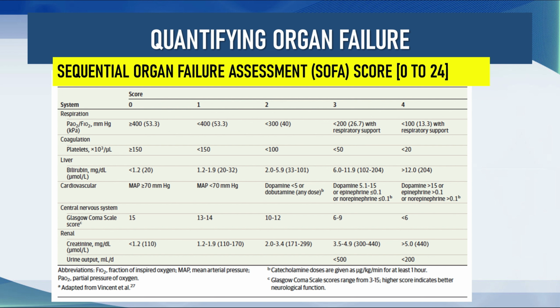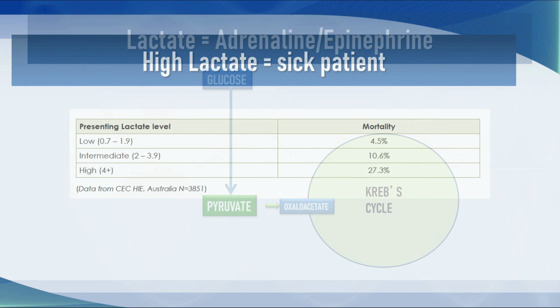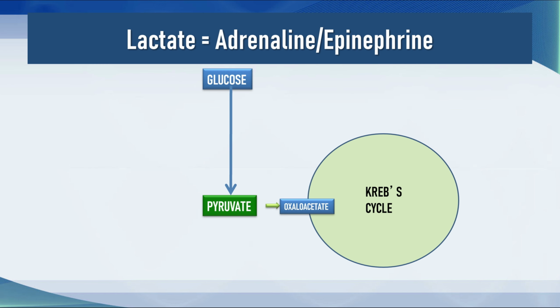Virtually all screening systems that look at sepsis use the serum lactate as a way of quantifying how sick the patient is, because there is a direct correlation between hyperlactatemia and adverse outcomes in acute critical illness. And the reason for this is because lactate production is accelerated in the presence of epinephrine or adrenaline.